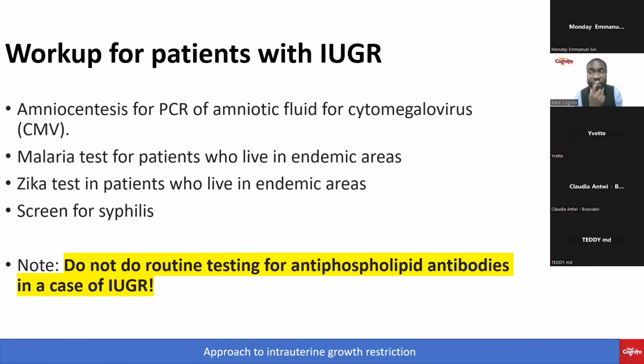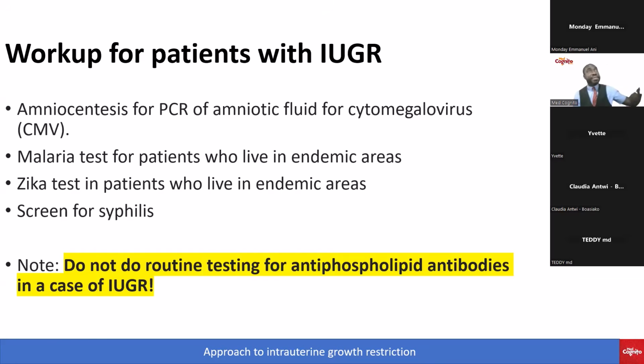Now, assuming I was quizzing you, and I threw in that part of your workup, you just do regular antiphospholipid antibodies. What you tell me is that, no, Dr. Brony, I am not going to do routine testing for antiphospholipid antibodies when a patient has IUGR. Let me say it again. I will not do routine testing for antiphospholipid antibodies in the case of IUGR.